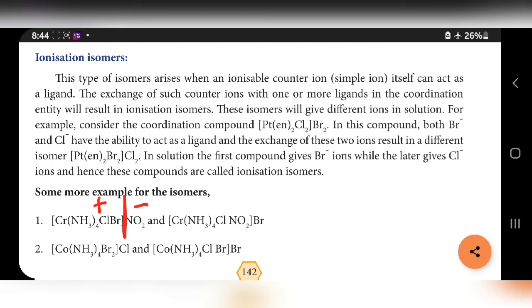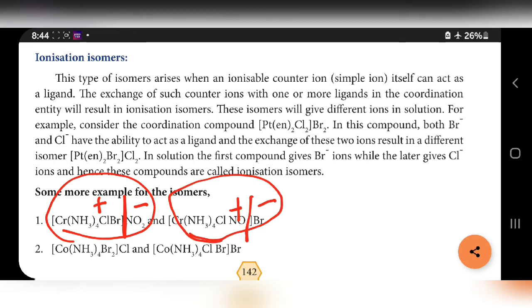Here the square bracket comes first, so it has the positive charge, and the second group has the negative charge. Both compounds have the same molecular formula, but one produces [Cr(NH3)4Cl(Br)]+... that is, [Cr(NH3)4(NO2)Cl]+ positive ion and Br minus as the negative ion. If the other compound is ionized, these groups get the positive charge and the remaining Br has the negative charge. Both have the same molecular formula but produce different ions in solution. That is called ionization isomer.